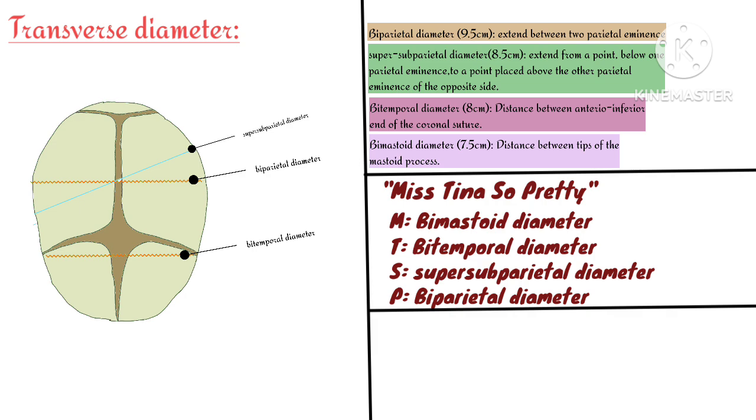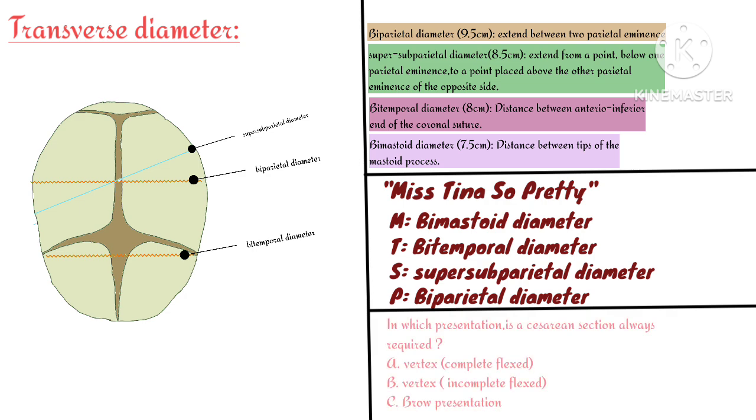So now I have a question for you. In which presentation is a Caesarean section always required? A. Vertex with complete flexion. B. Vertex with incomplete flexion. And C. In brow presentation.